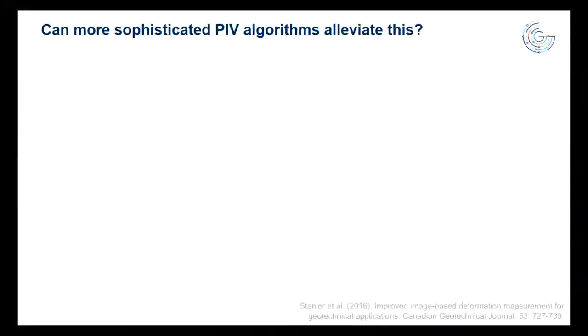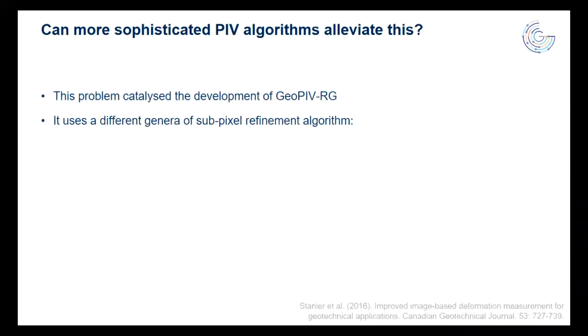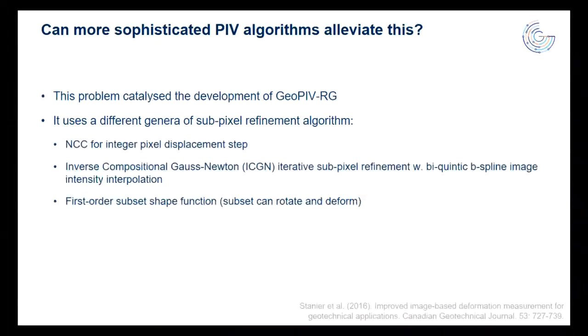What we asked ourselves at that time was, could a more sophisticated PIV algorithm perhaps alleviate this problem? So it really catalyzed the development and then subsequent release of what we call GeoPIV-RG. It uses a totally different genera of subpixel refinement algorithm that turns out to be more robust to these sort of peak locking problems.